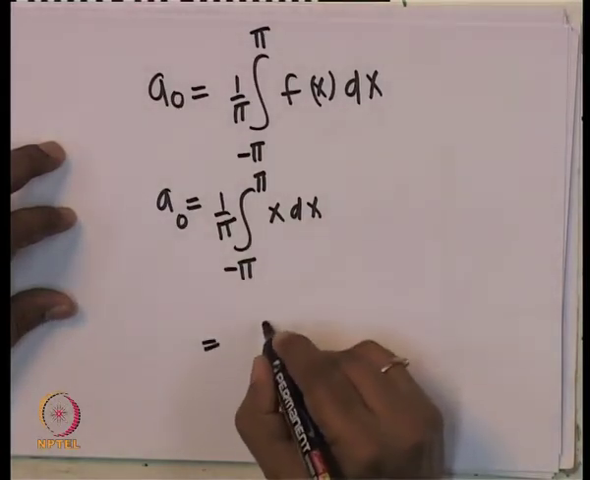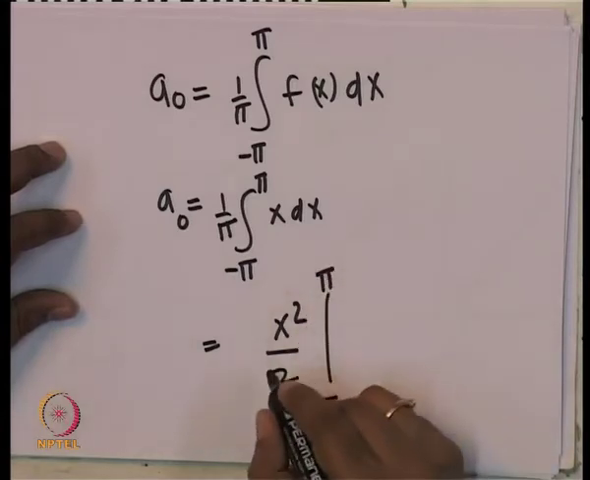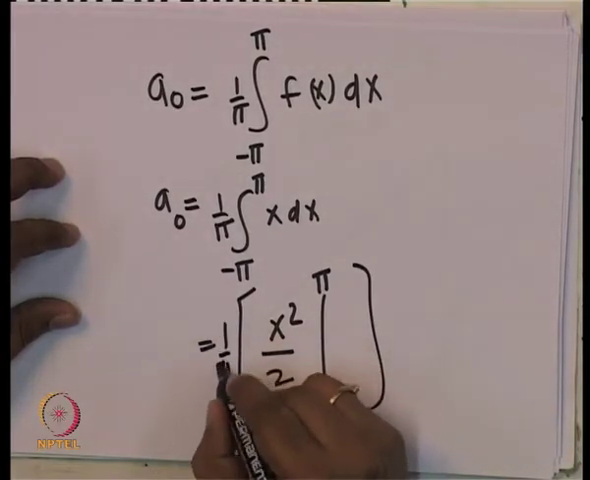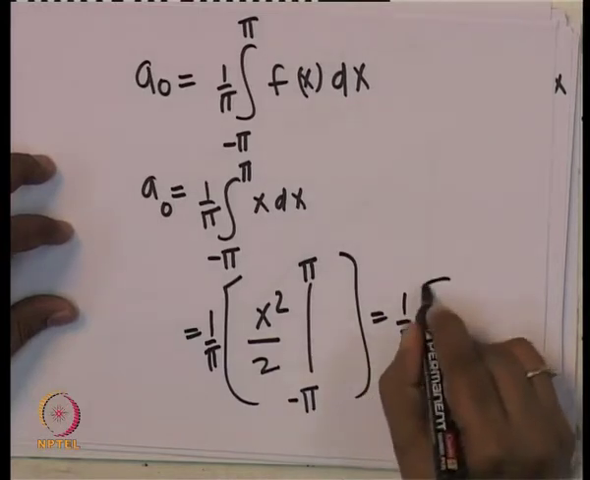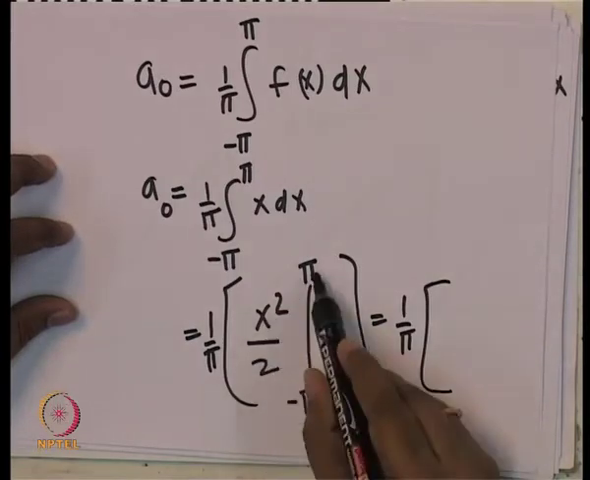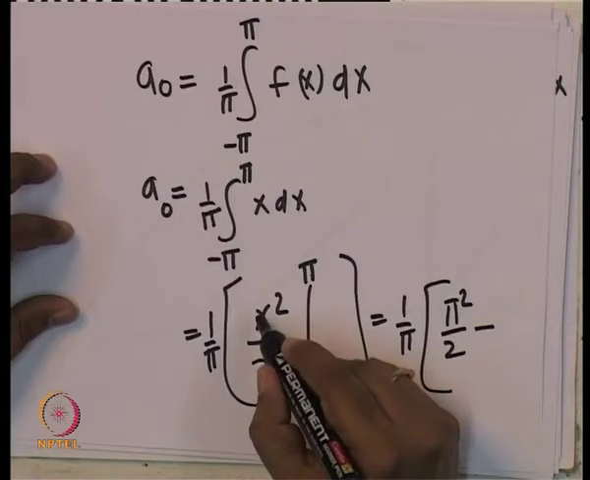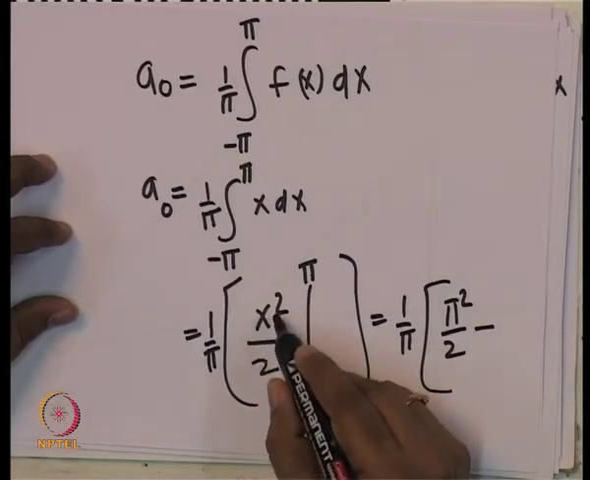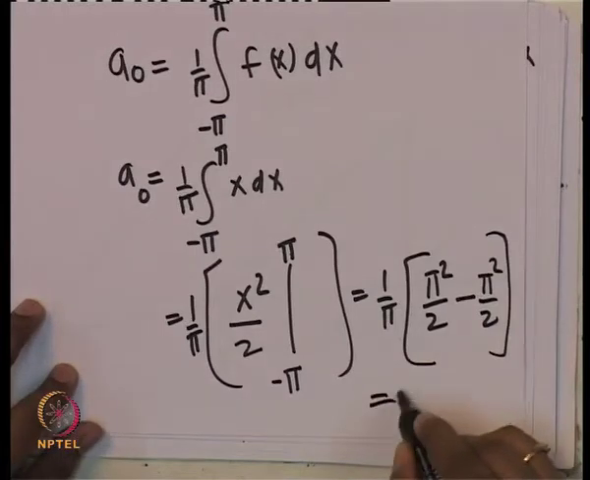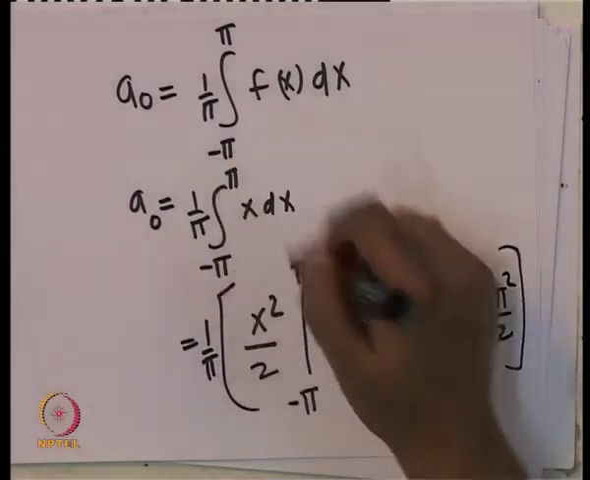You can do this: integral x dx is x square by 2 from minus pi to plus pi, the whole thing times 1 over pi. If you apply the limits, instead of x I have to put pi. So, it is pi square by 2 minus the value at x equal to minus pi, which is minus pi whole square by 2, which is pi square by 2 itself. So, it's pi square by 2 minus pi square by 2, which is 0. So, it turns out that a 0 is 0.